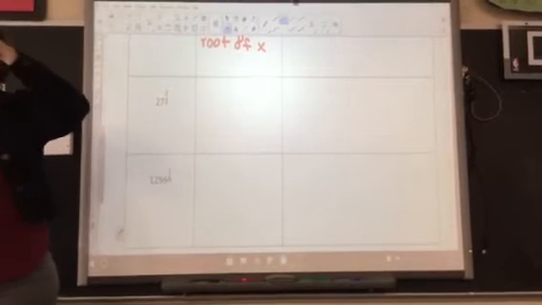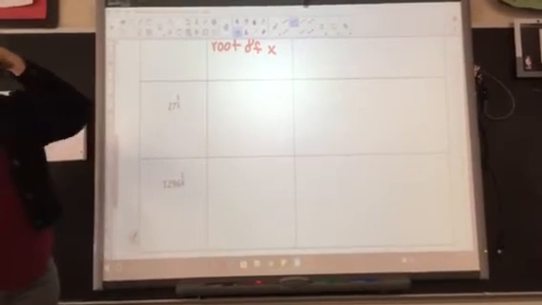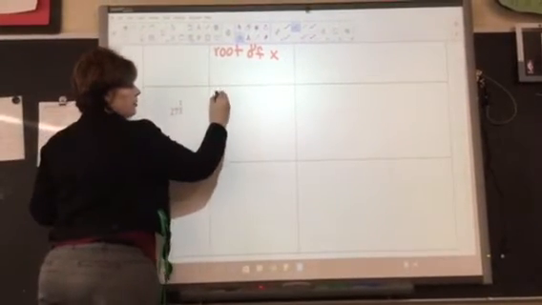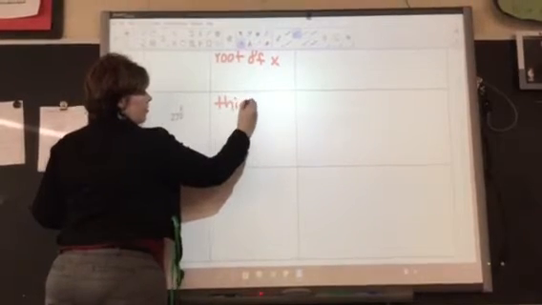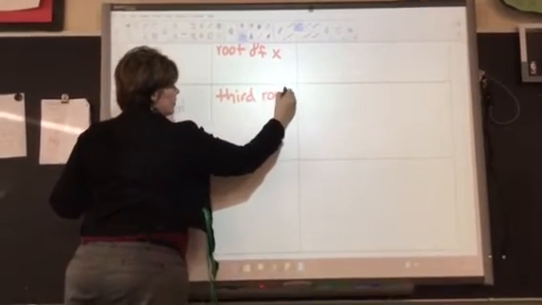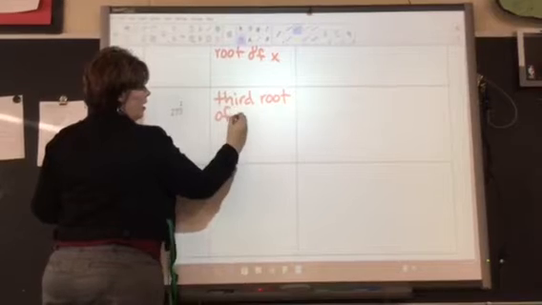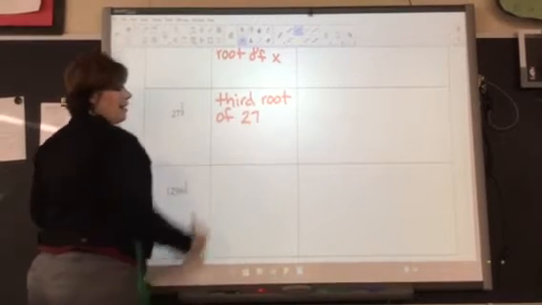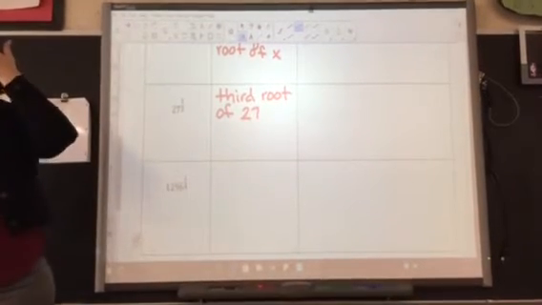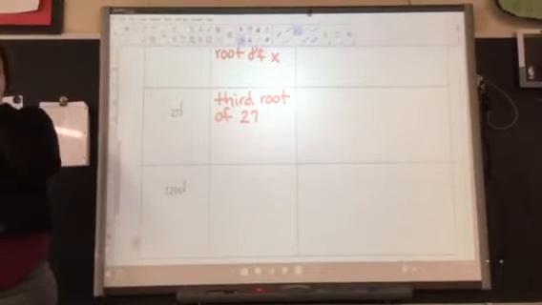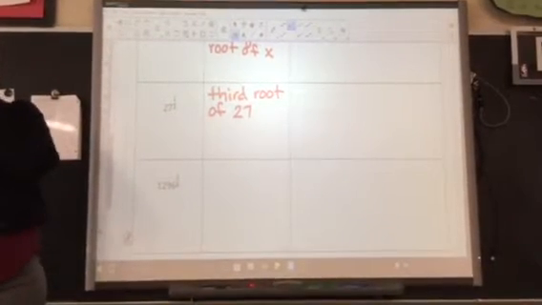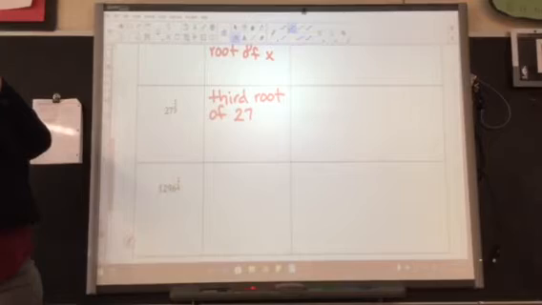Okay. What about this one? What do you think? Kaden? So it's like the cubed of it? Yeah, so the third root or cubed root of 27. So what does that look like? How do I write that? Does anybody know? Has anyone seen anything like that before? Colton?